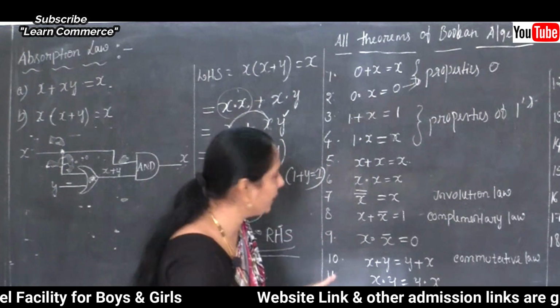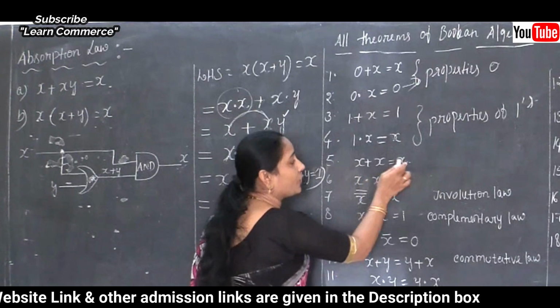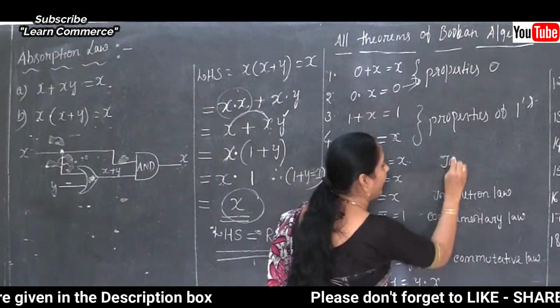And later the next law is about x plus x is equal to x. Clear this point here? So this one is called the idempotence law.